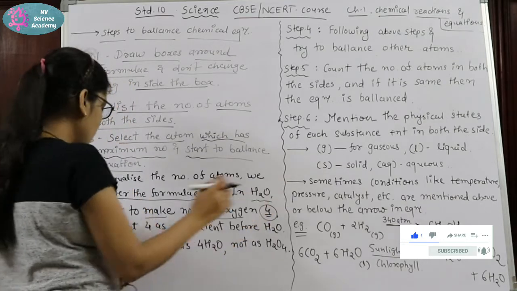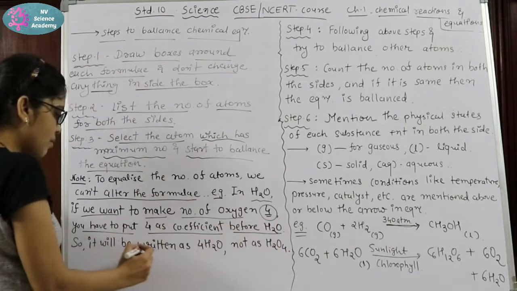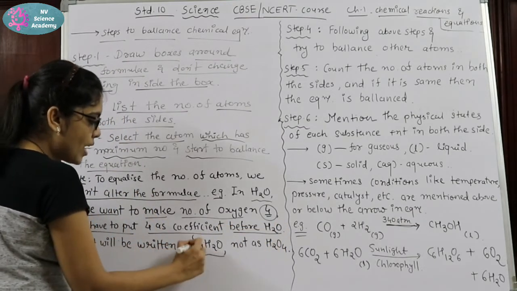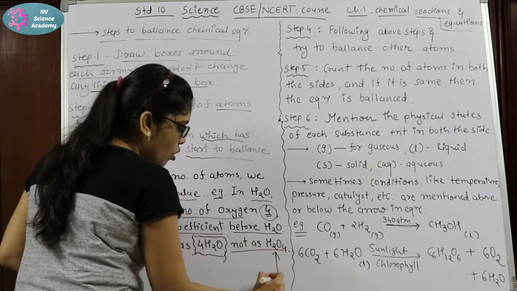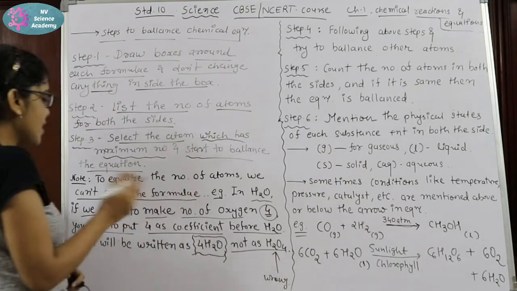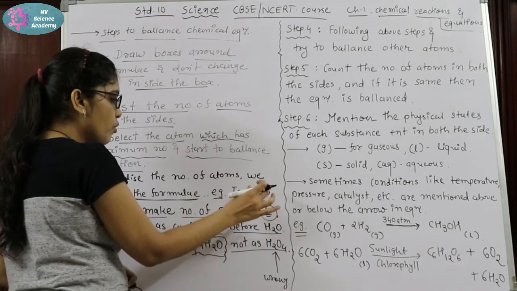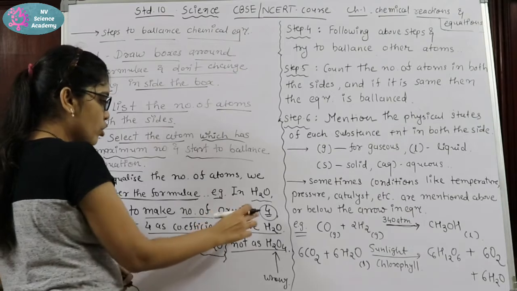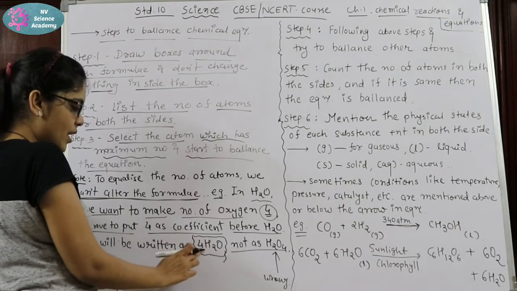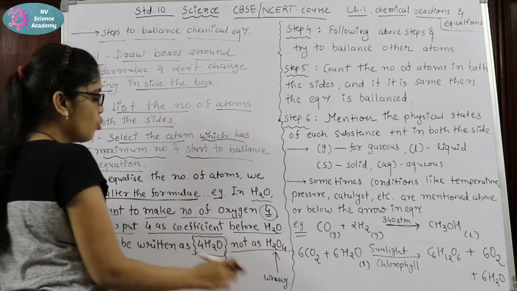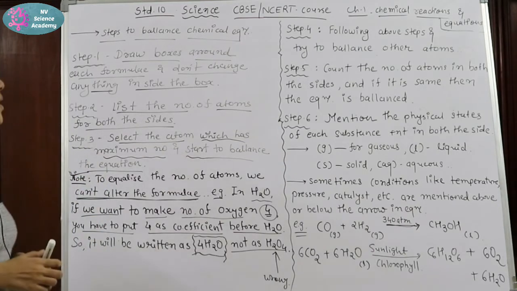If you want to make 4, you have to put 4 as a coefficient before H2O. So it will be written as 4H2O, not as H2O4. It will be wrong. As we say, we can't alter the formula, so the formula of H2O will be this, and you have to put 4 as a coefficient before H2O, and it will be written as 4H2O, not as H2O4. Please mention this note and remember it always.